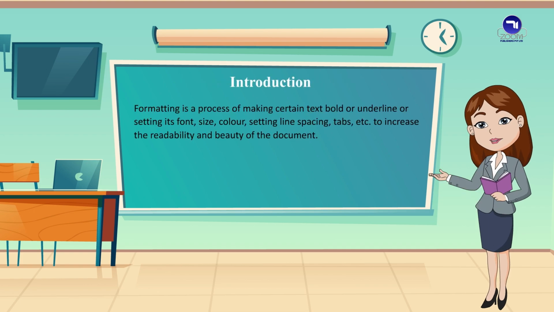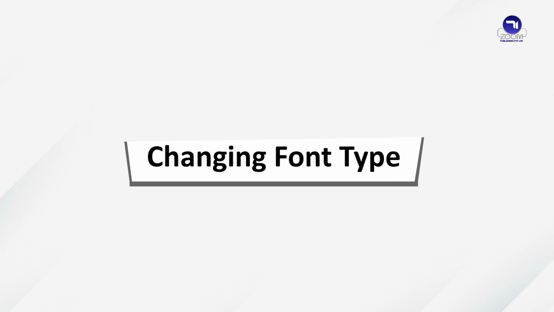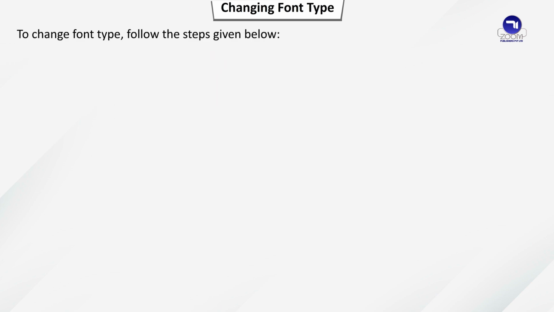Introduction. Formatting is a process of making certain text bold or underline, or setting its font, size, color, setting line spacing, tabs, etc. to increase the readability and beauty of the document. Changing font type. To change font type, follow the steps given below.